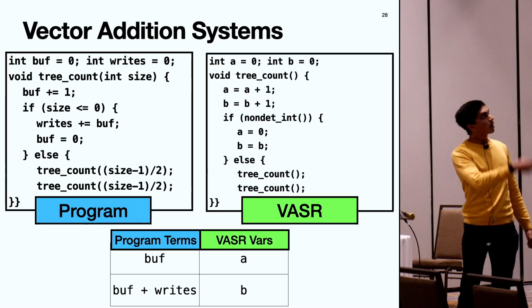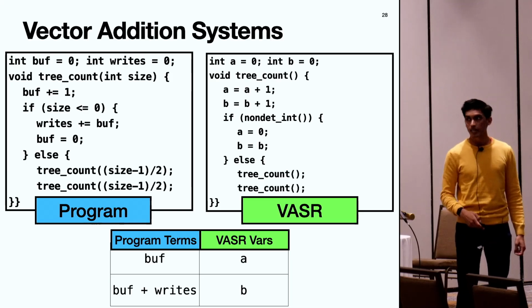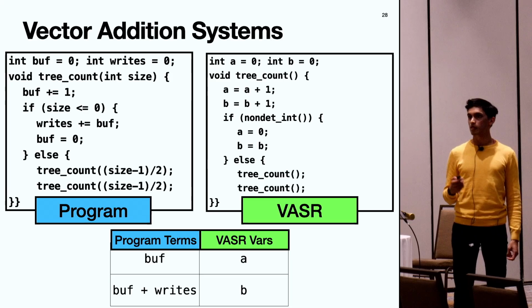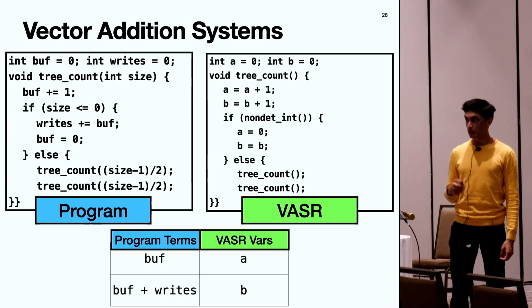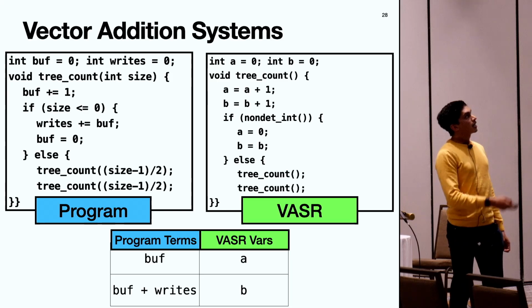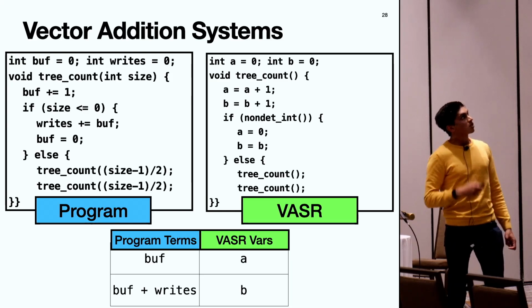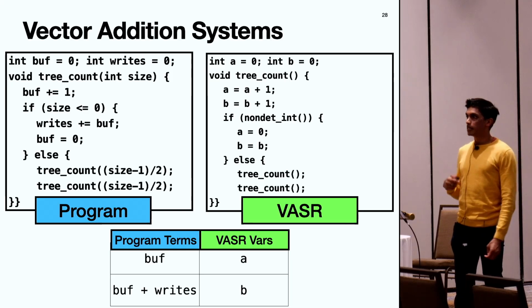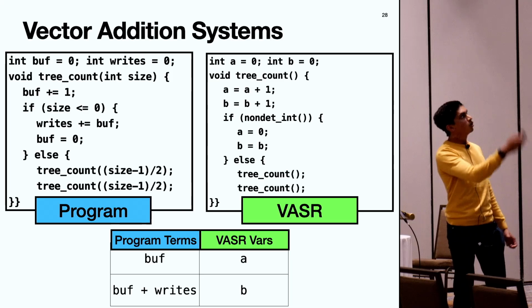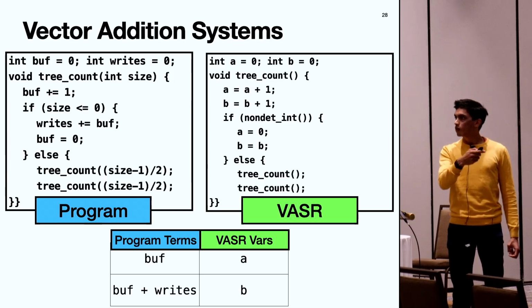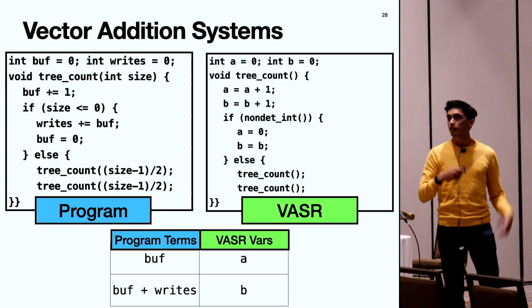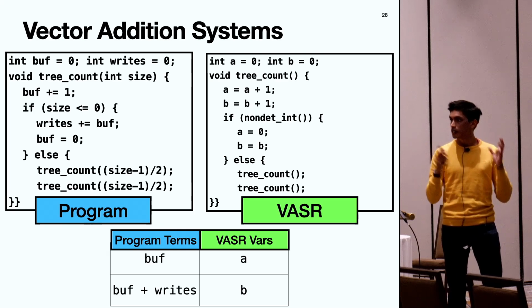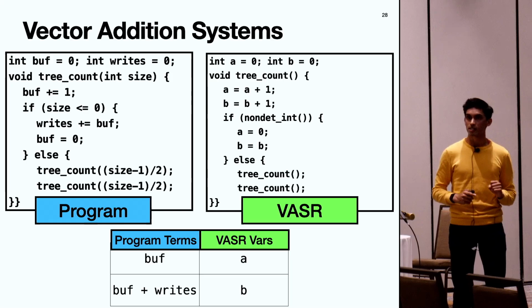The program assignment buff plus equals 1 gets translated to A equals A plus 1, and B equals B plus 1. And the combination of commands writes plus equals buff and buff equals 0 gets translated to A equals 0 and B equals B, because the new value of writes gets the old value of writes plus the old value of buff, and the new value of buff is 0, and so the term buff plus writes remains constant.